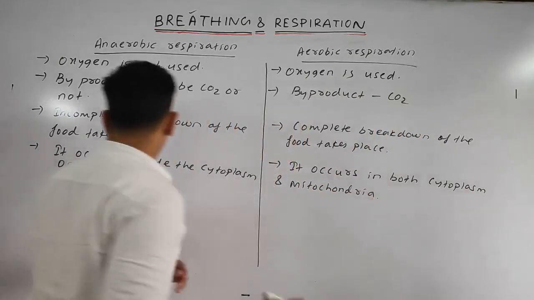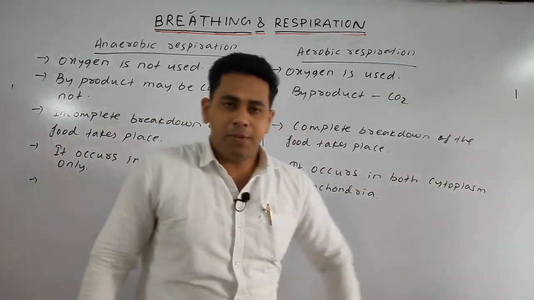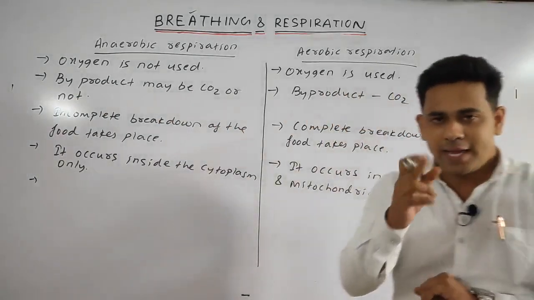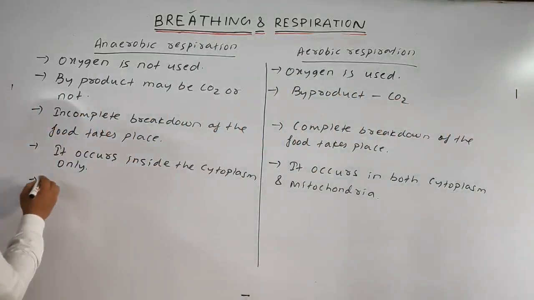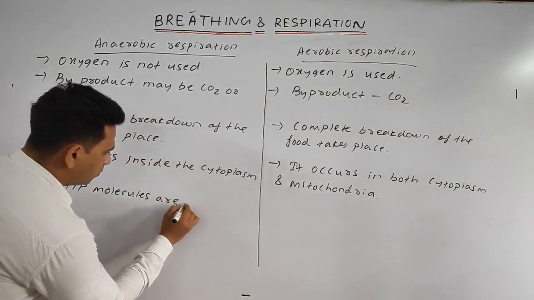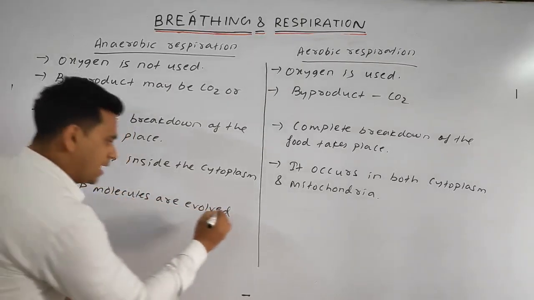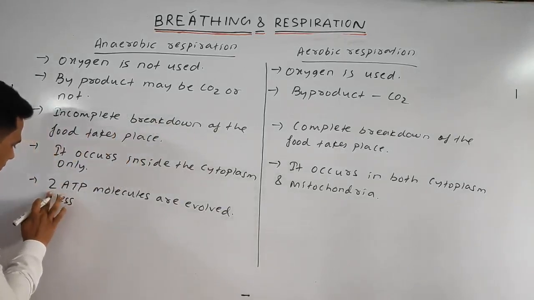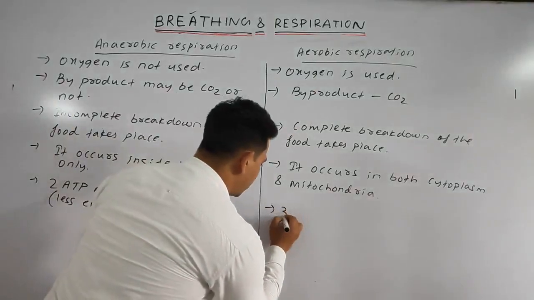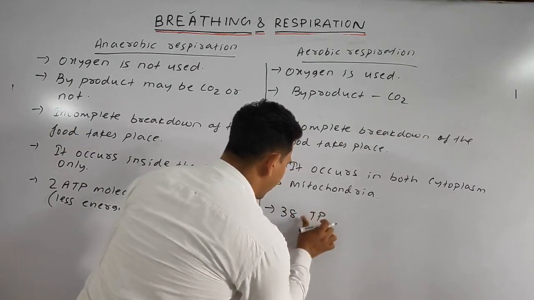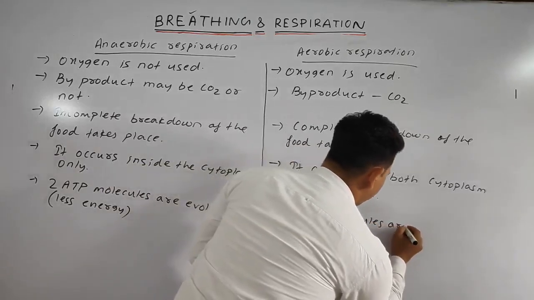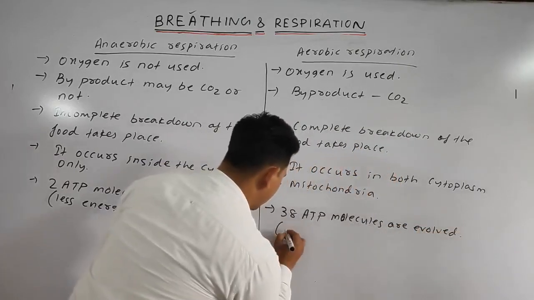Okay, students, next. How many ATP molecules are released in anaerobic respiration? Yes, 2 ATP molecules. But in the case of aerobic respiration, 38 ATP molecules are evolved. We can write: 2 ATP molecules are evolved, which is less energy. But in the case of aerobic respiration, 38 ATP molecules are evolved, which is generally more energy.